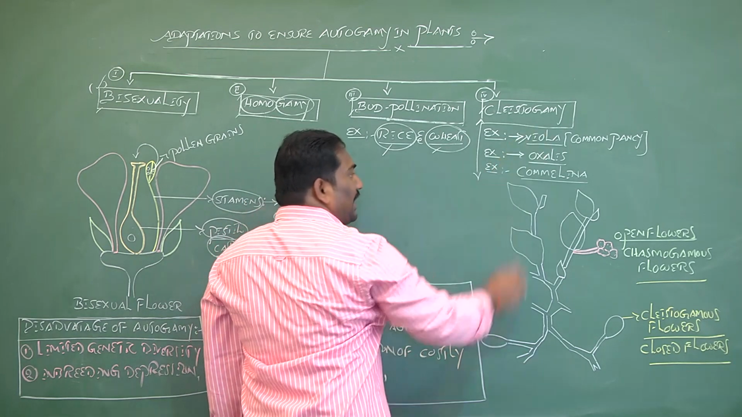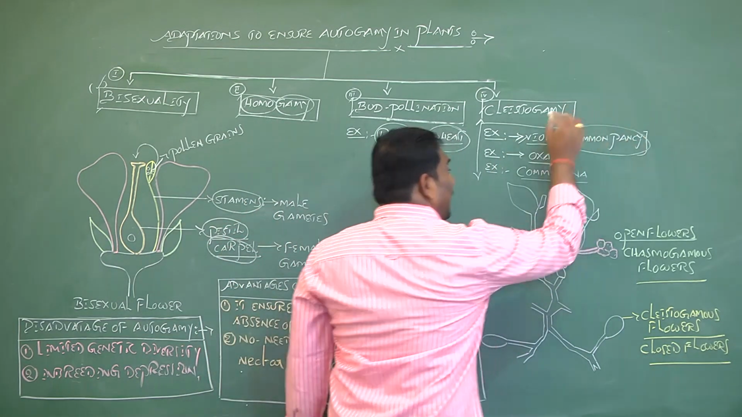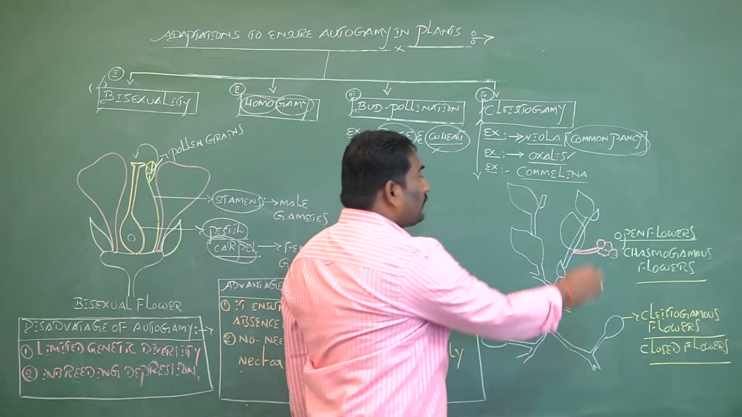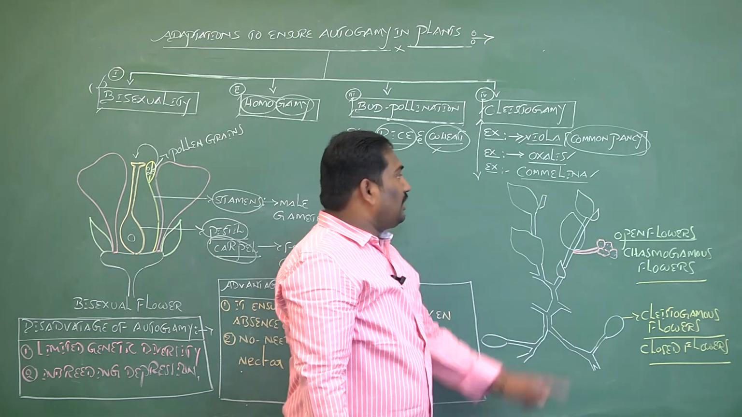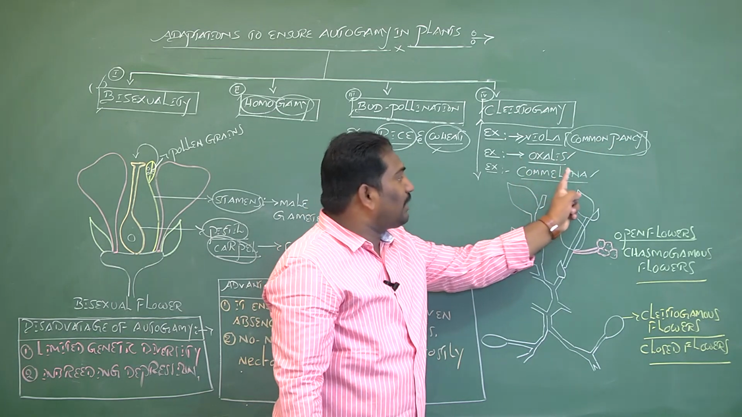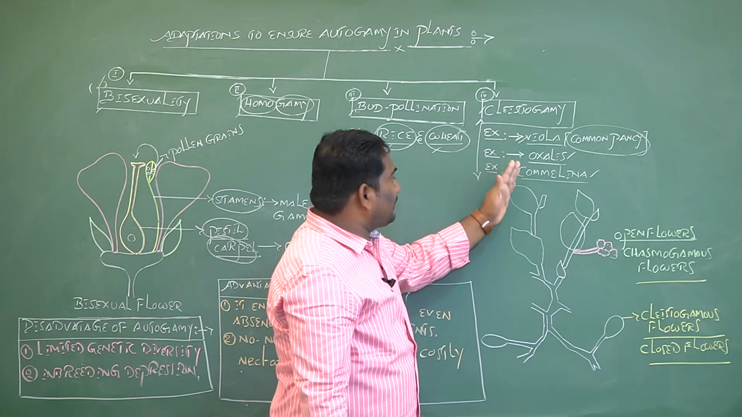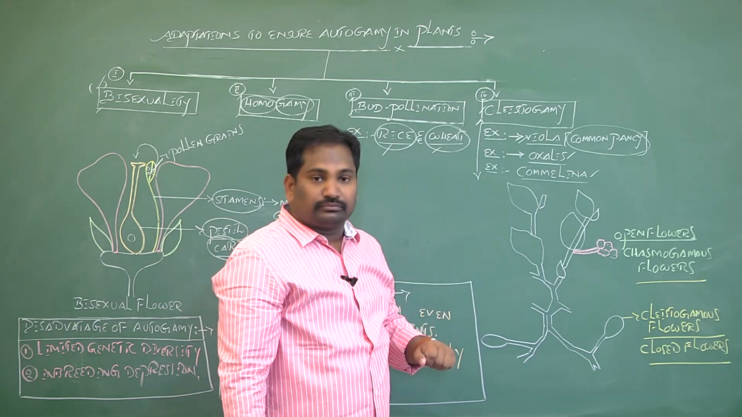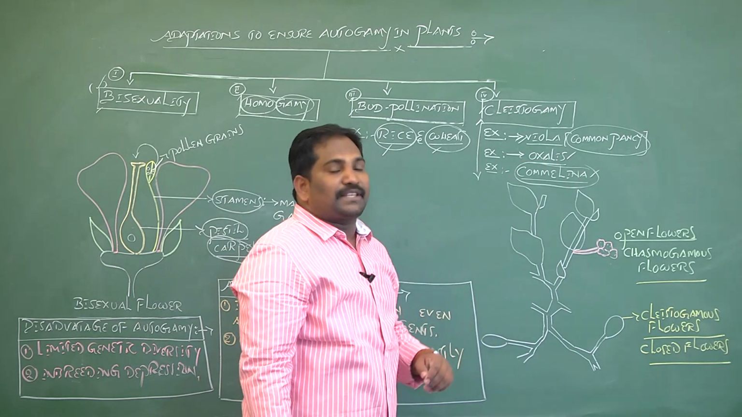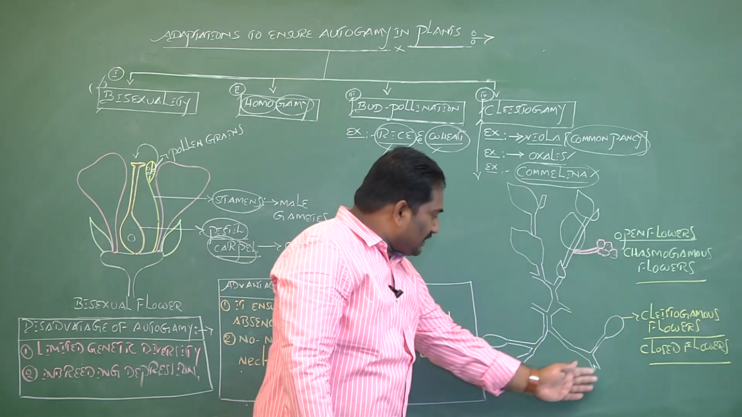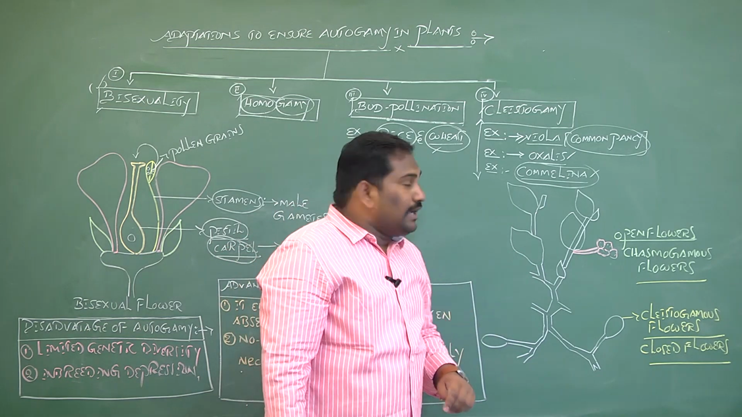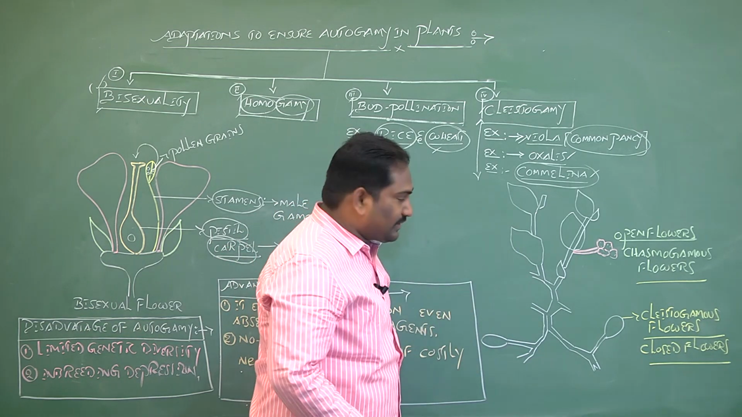Example, viola plant, common name common pansy. Second one is oxalis plant. The third one is Commelina bengalensis. Viola, commonly called common pansy, oxalis and Commelina bengalensis. These are the plants that can exhibit cleistogamy. Commelina bengalensis produces two different types of flowers. This is the diagrammatic presentation of the Commelina bengalensis plant on a rough diagram. So the Commelina plant produces two different flowers.